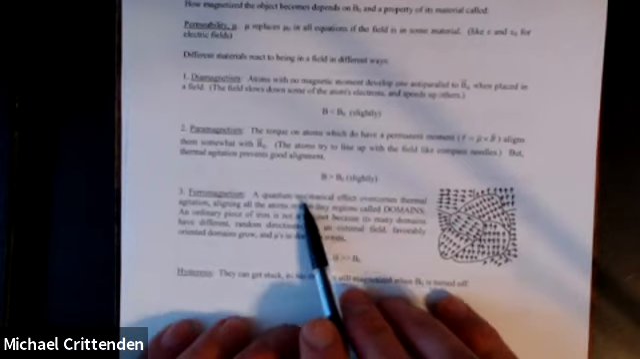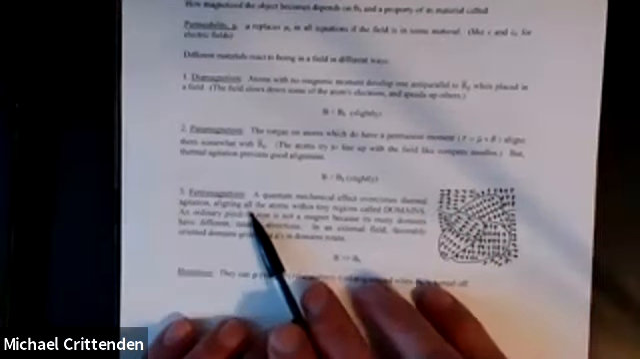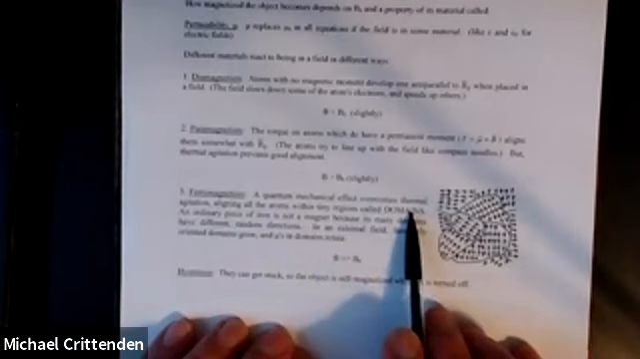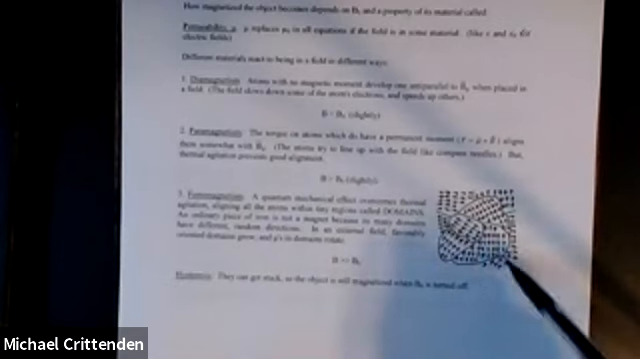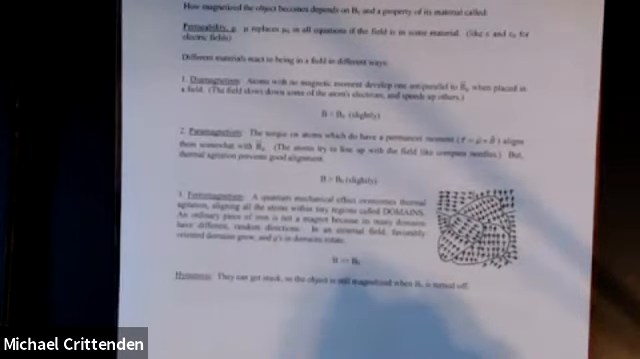But a quantum mechanical effect overcomes thermal agitation, and makes all the atoms line up in these little regions called domains. But the reason the nail is not a magnet is because the domains have different random directions, and there's a lot of domains in the nail. And so in the end, it's kind of like the paramagnetic material, where they cancel each other out because of the random directions.